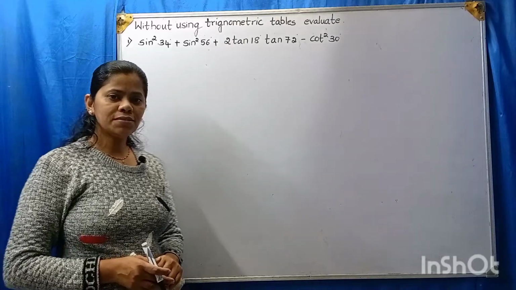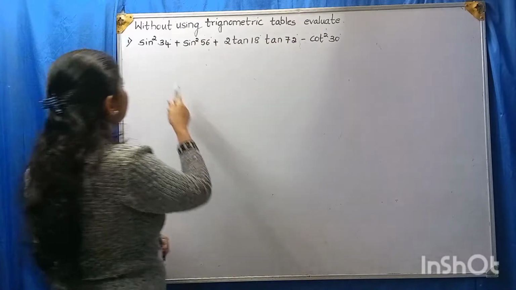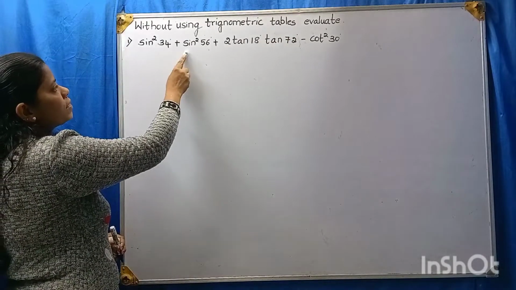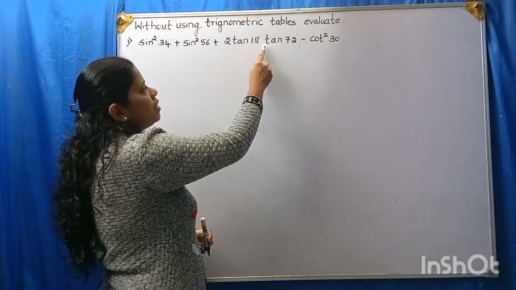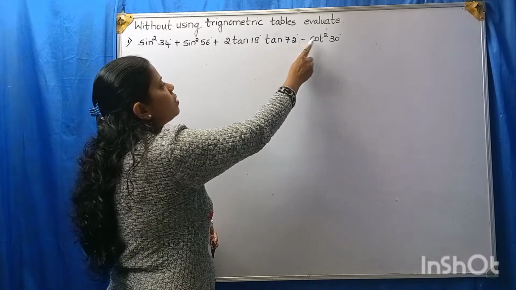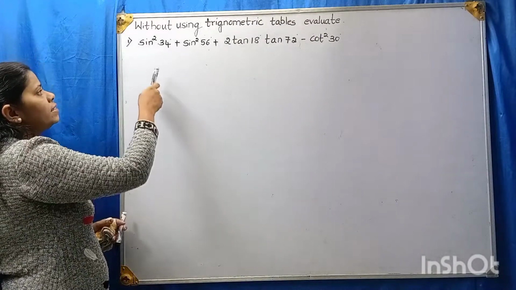Now let's solve this problem without using trigonometric tables. Evaluate sin square 34 degree plus sin square 56 degree plus 2 tan 18 degree into tan 72 degree minus cot square 30 degree.